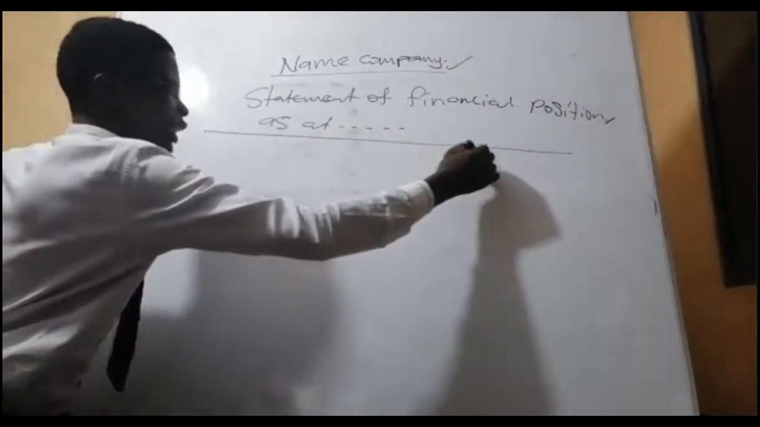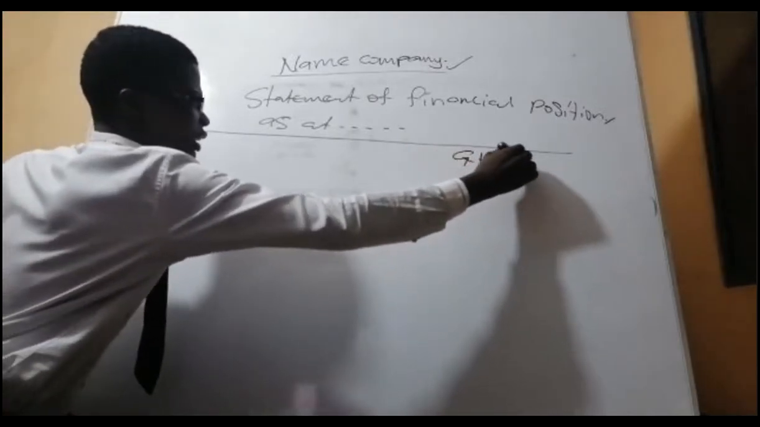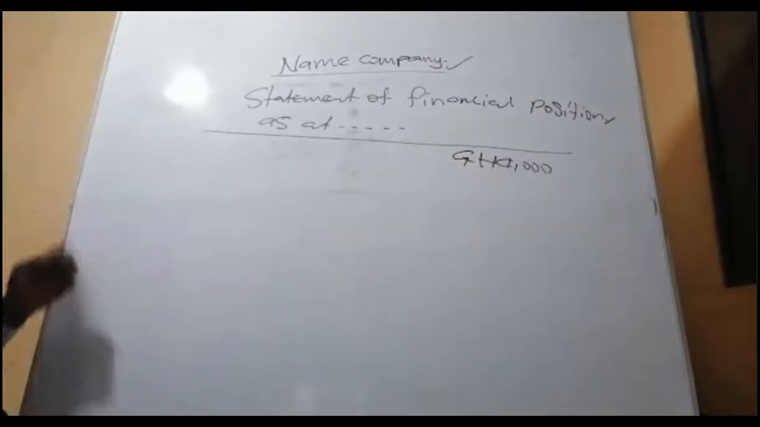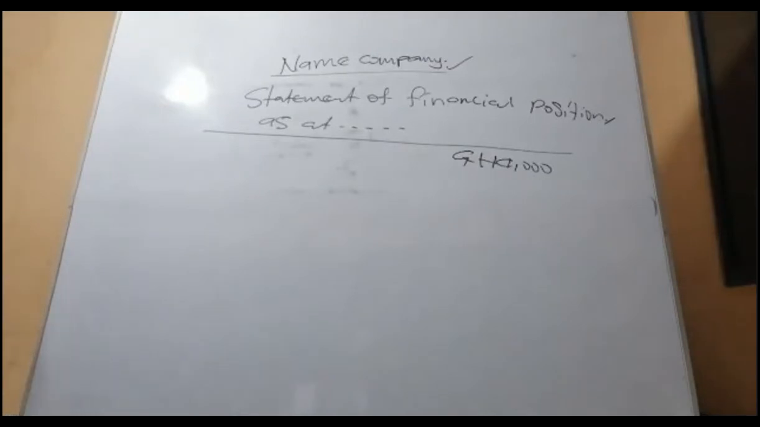The reporting currency. Sometimes they don't want you to write the three zeros. They're reporting in thousands of currency units. So we check that from the trial balance. If you check and the three zeros are not there, do not write the three zeros.